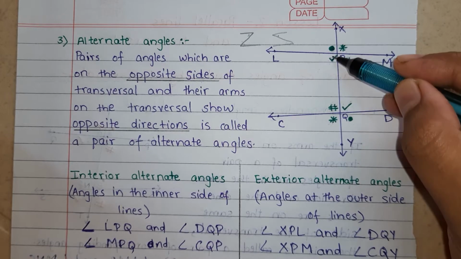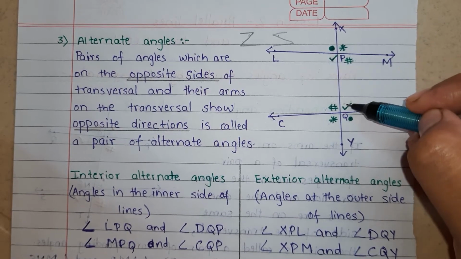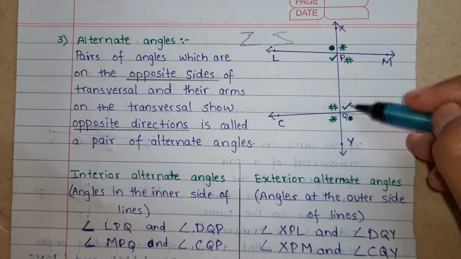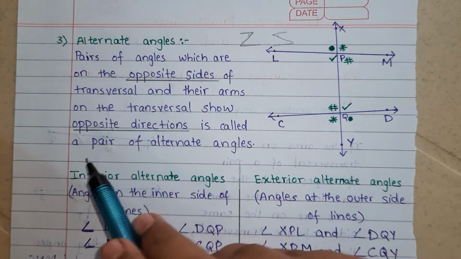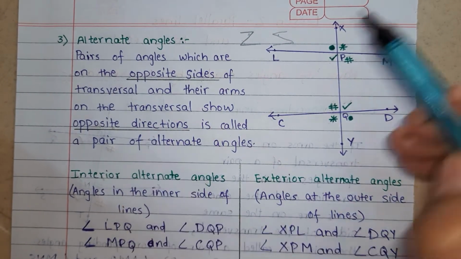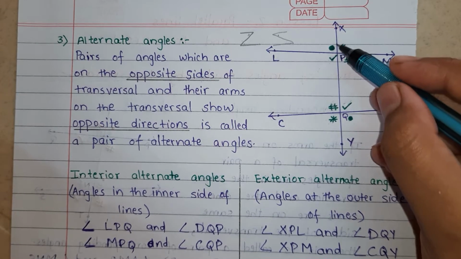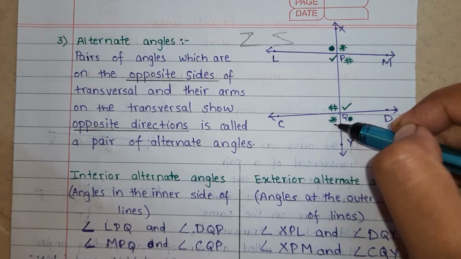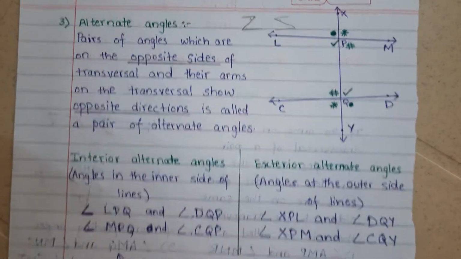These two are interior alternate angles. One is on the left, one is on the right. One is below, one is above. So everything opposite. Side is opposite and direction is also opposite. And these two are alternate angles. So these are exterior alternate angles. These pairs are interior alternate angles.